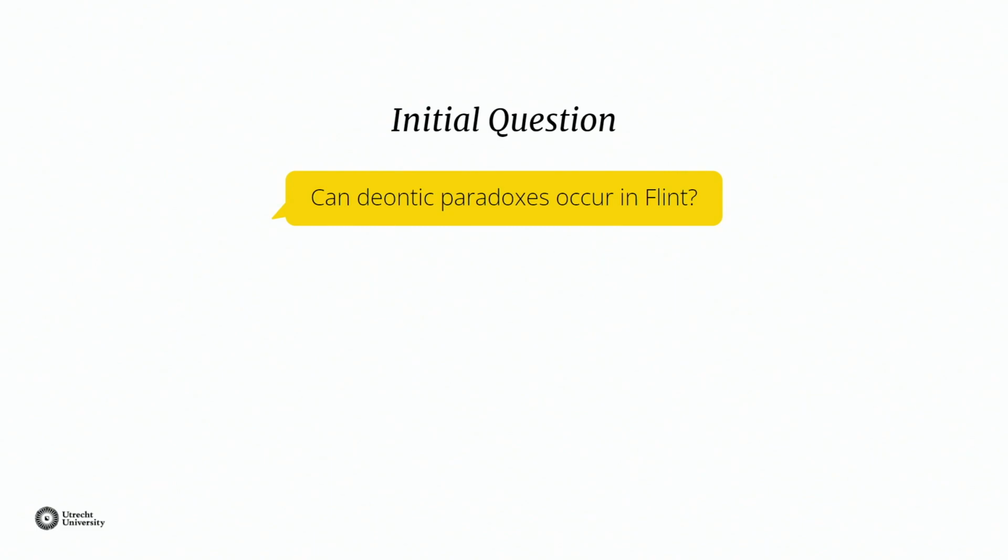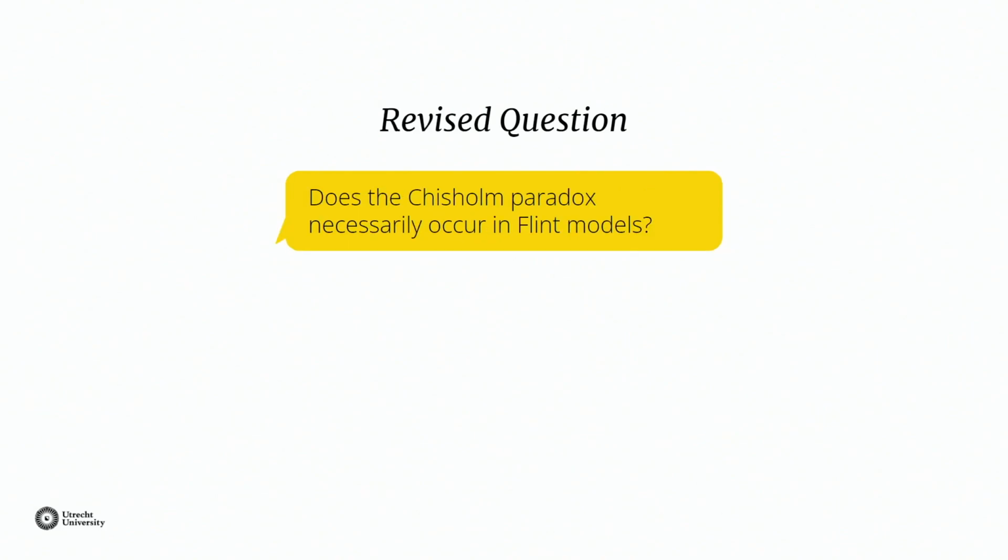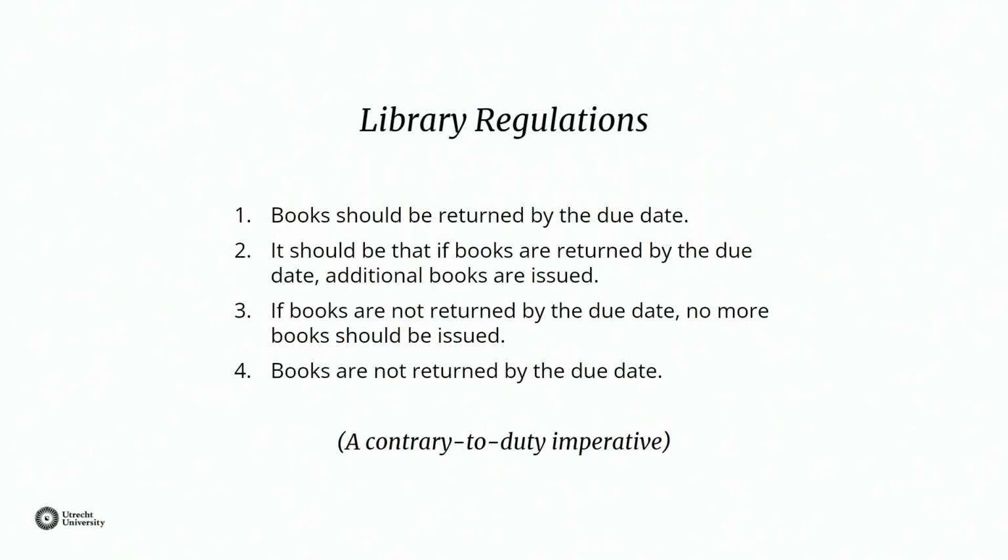All right, so the task I was given was a little bit too broad for me. I had only 10 weeks. So I narrowed it down to a specific paradox, the Chisholm Paradox, and I was trying to see if it necessarily occurs in Flint models. The Chisholm Paradox is a paradox that can occur, for example, in library regulations.